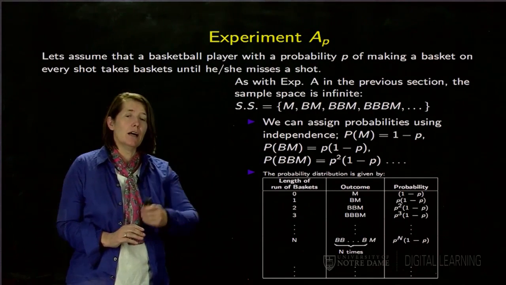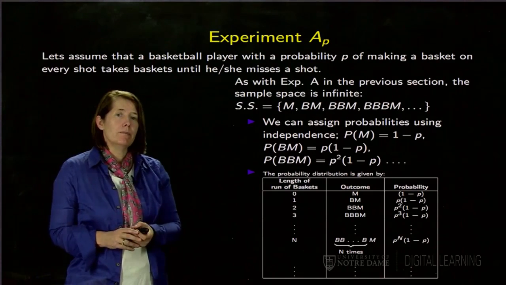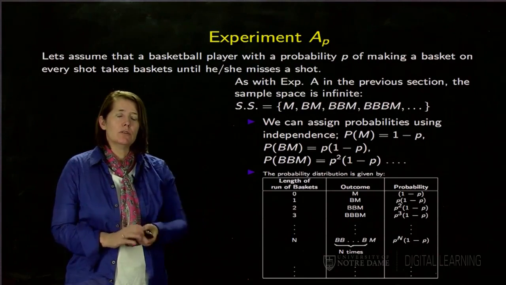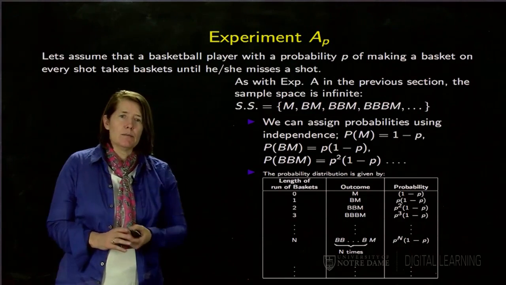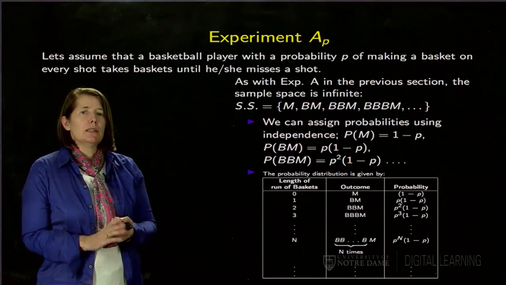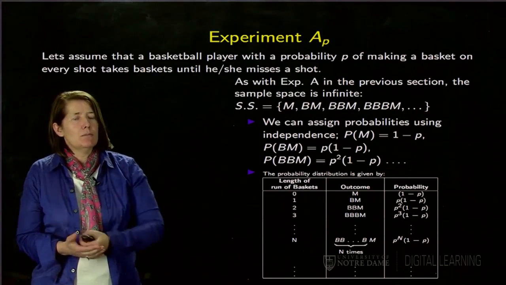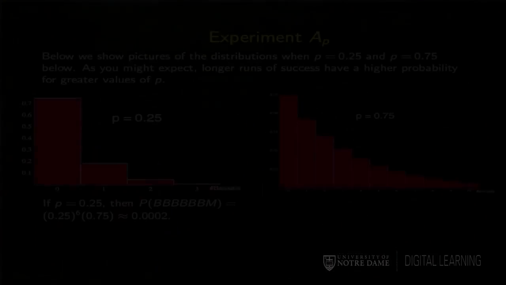In the left-hand column, I've counted the number of baskets in the run corresponding to the particular outcome. And the probability we get a miss is 1 minus p, as I said before. And the probability we get n baskets followed by a miss is p to the n times 1 minus p.